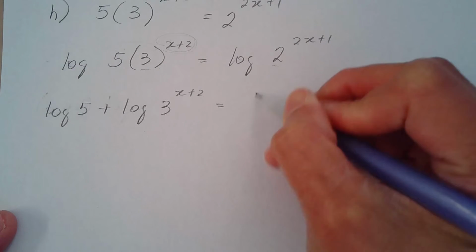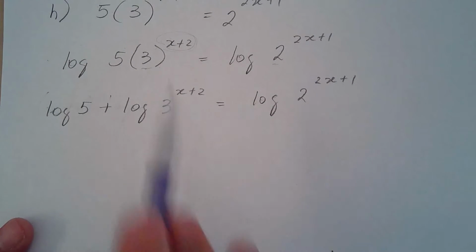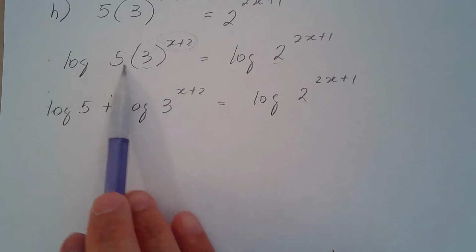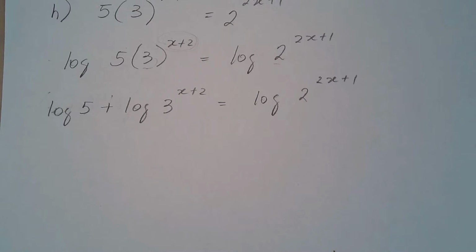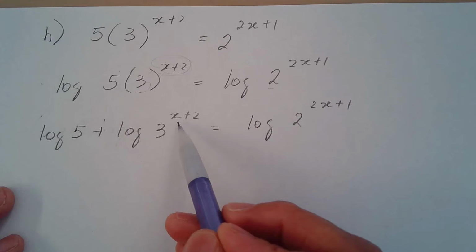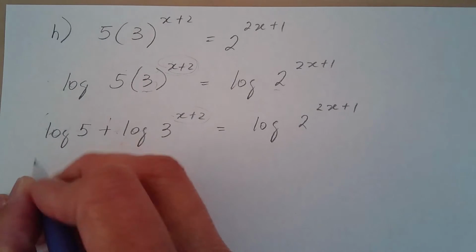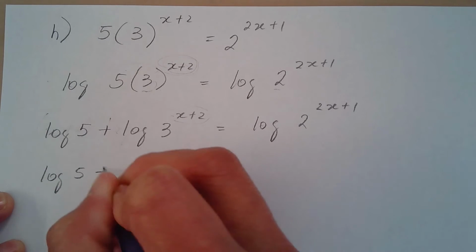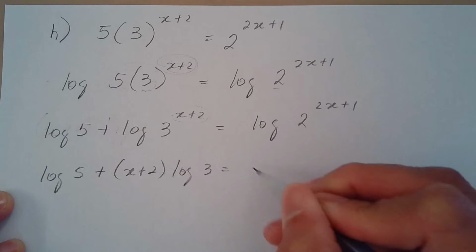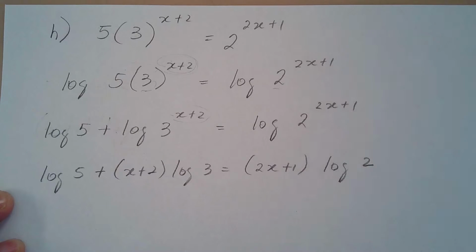Is that okay? Does that make sense to everybody? Because if we do that right away, it looks like 5 times 3 is the base for this x plus 2 exponent, which is not. So from here, we're now going to take this and multiply it at the front of log of 3. So that becomes log of 5 plus x plus 2 times log of 3 equals 2x plus 1 times log of 2.